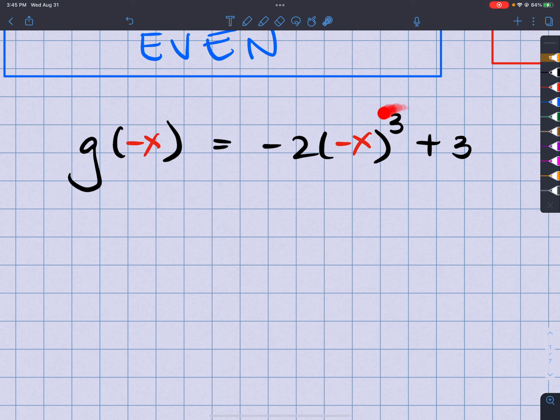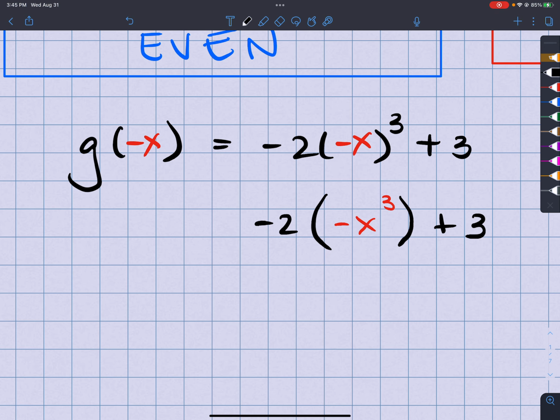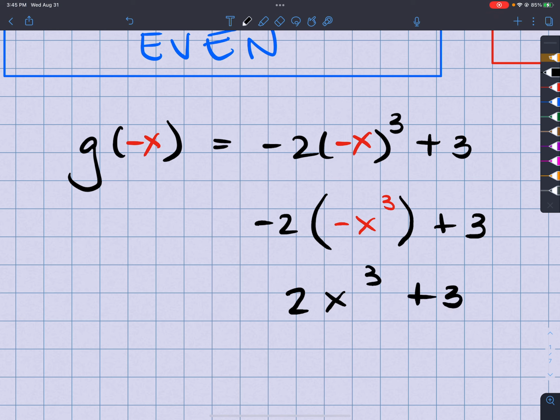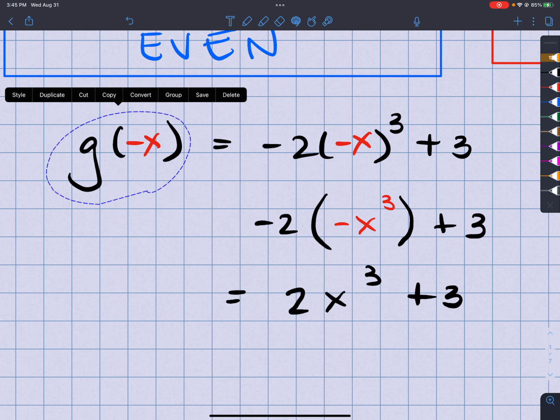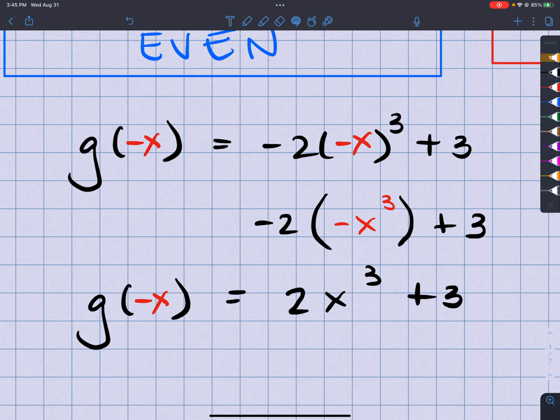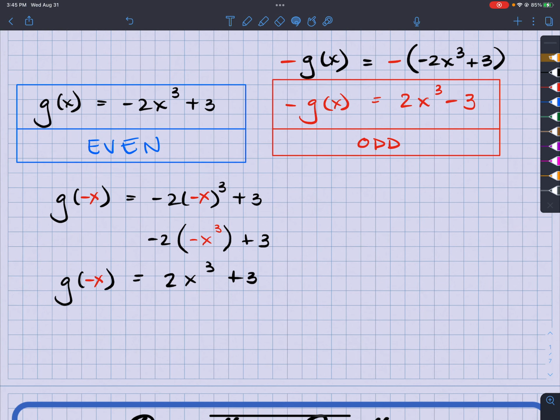So negative x raised to the third power gives me what? It gives me negative x to the third. So now I have a negative times a negative, which gives me a positive. That gives me 2x to the third plus 3. And that's equal to g of negative x. Okay? So now we're done.